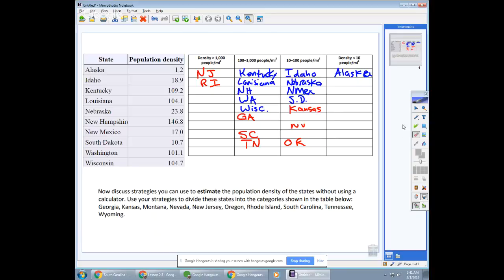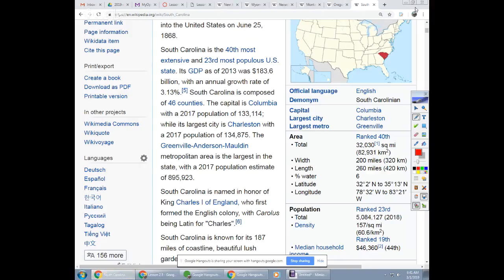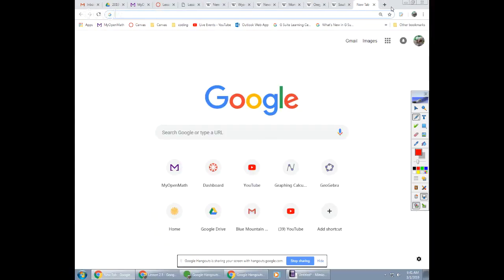Okay. All right. So Wyoming goes over here, and what was the other one? Montana. Okay. Nevada stays put. Rhode Island moves. South Carolina stays put. We did check Georgia, didn't we? I don't think we checked Georgia. We did not. All right. We didn't do Georgia or Tennessee.